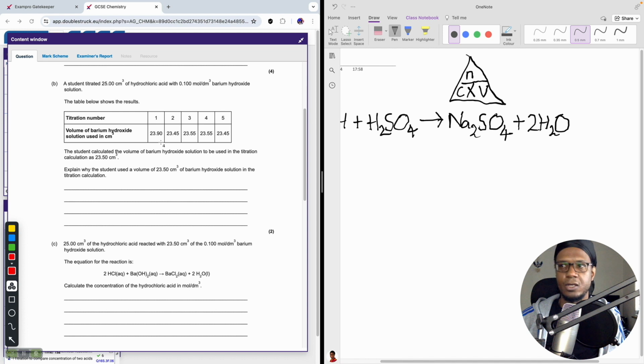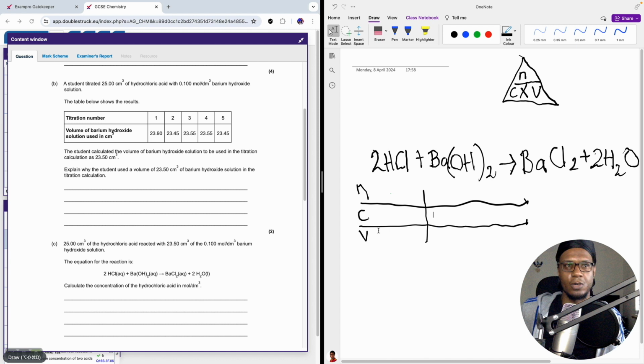You've got to ignore any anomalies. Generally, the first result is going to be an anomaly because you don't actually know where the end point is. You take the average of all the concordant results. Concordant results are results that are within 0.1 cm³ of each other. You can see that can be all of these. So this is the average of these four, and that should be 23.5. So that's the value that we're going to use.